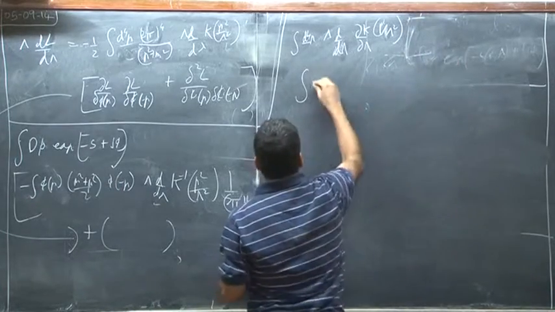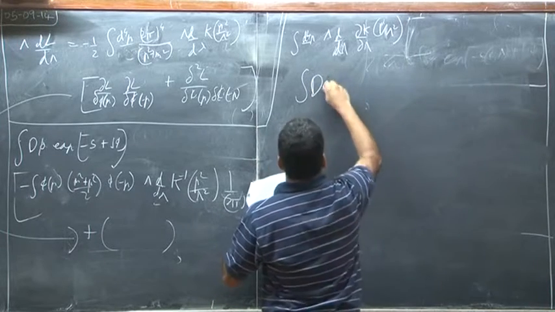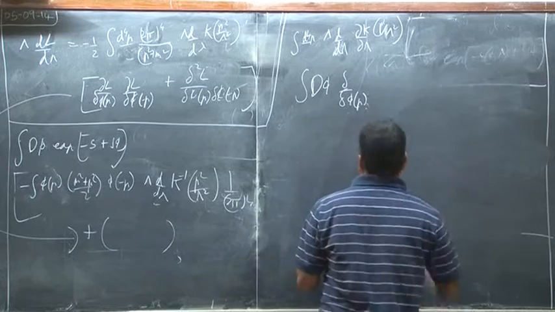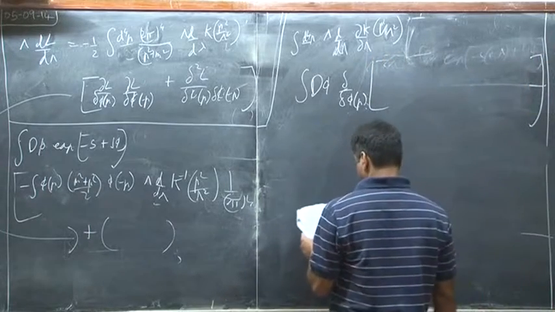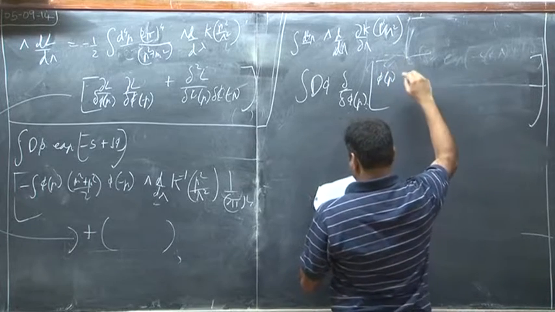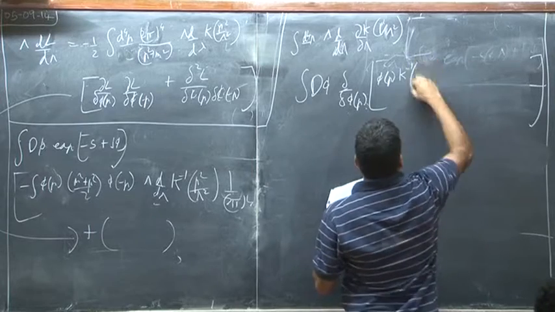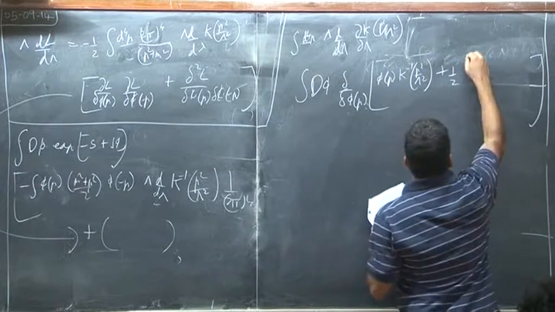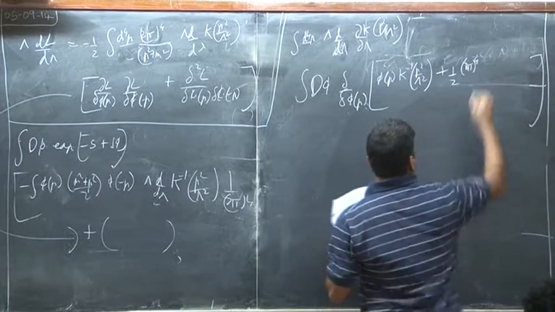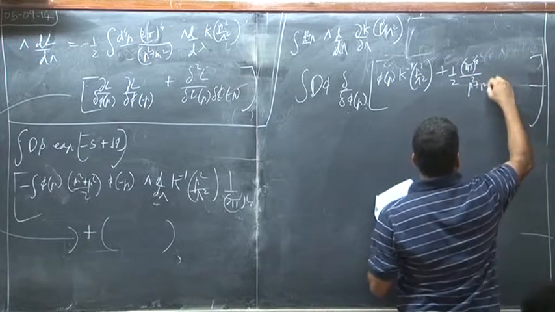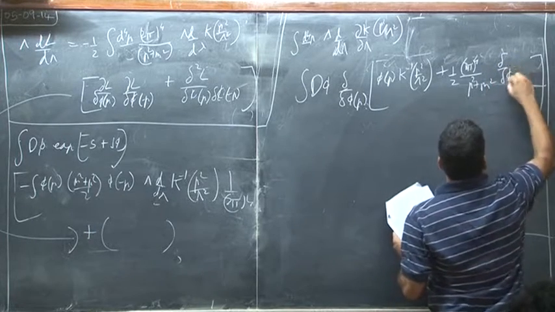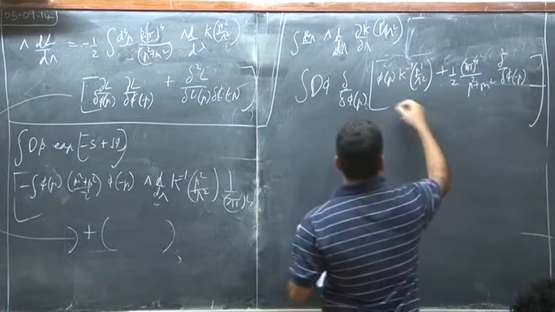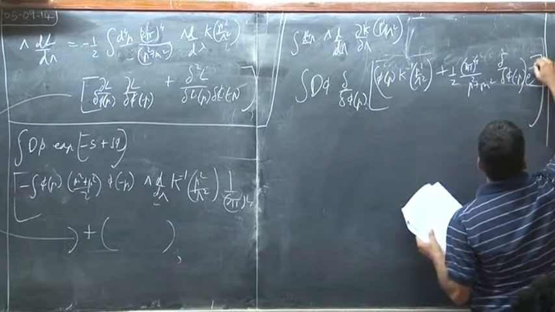Okay, this then integrated d phi, d by d phi of phi of p k inverse p squared by lambda squared plus half phi of 4 by p squared lambda m squared, by d phi minus p. All of these derivatives, this whole thing, multiplied by e to the power minus s plus d phi.